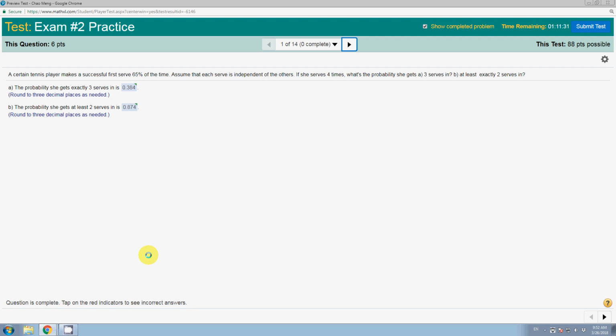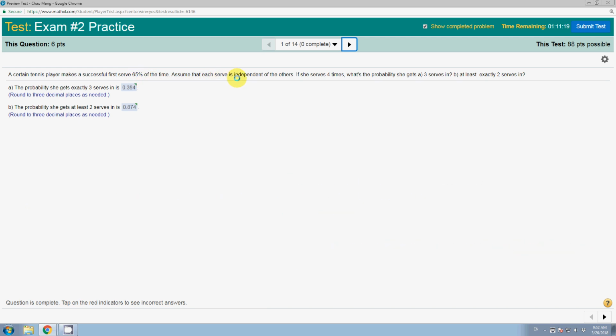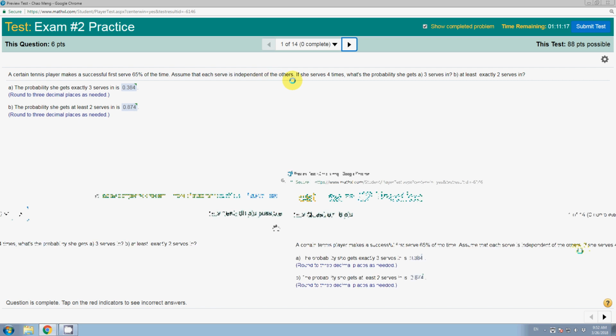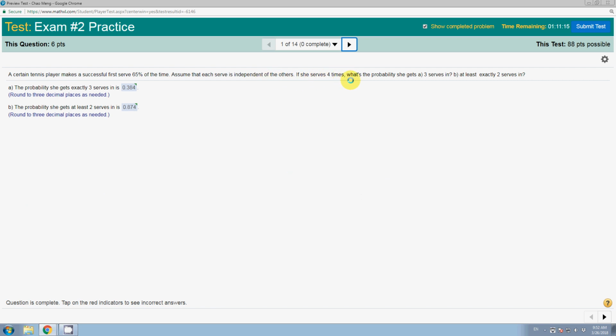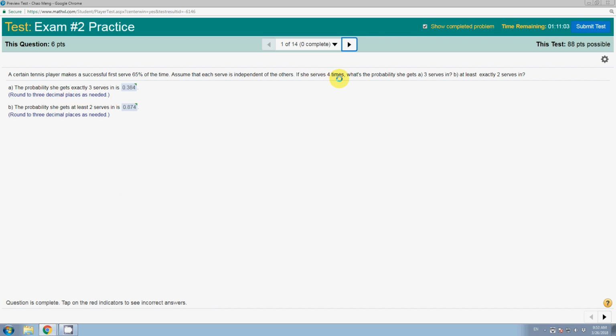Hello class, this is the first question in the practice. So let's read the question first. A tennis player makes a successful serve 65% of the time, and each serve is independent of the other. If she serves 4 times, we have two probabilities to calculate. The first question is the probability she gets exactly 3 serves out of 4 serves.